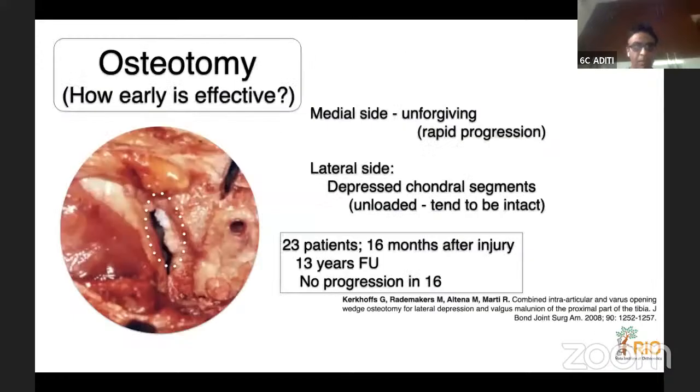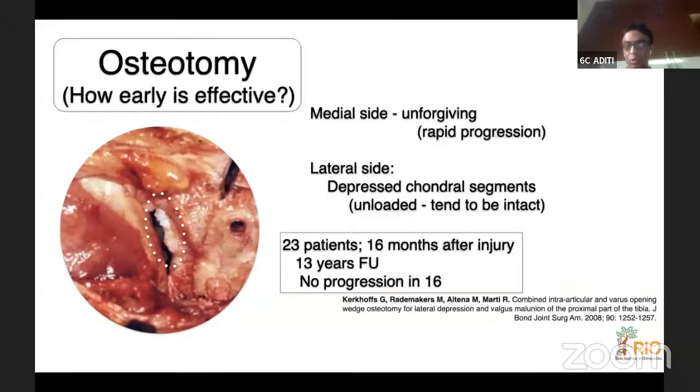So the question is, how early can you do an osteotomy or how late is it effective? Like how long can you do an osteotomy and still get good results? If you look at the medial side injuries, they tend to be pretty unforgiving. They can have rapid progression after a medial malunion. But on the lateral side, most of the chondral segments are depressed, and these depressed segments tend to be unloaded and they can be intact for a long time.